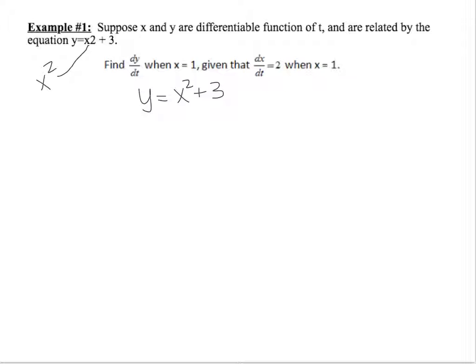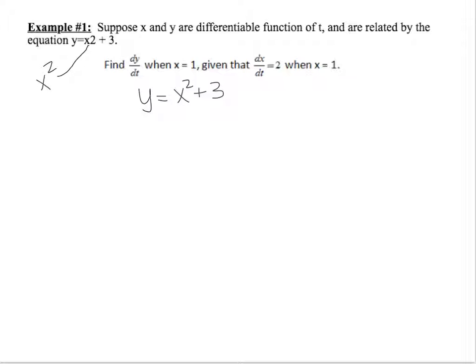To actually do a problem out, they're not really difficult to do, and obviously the ones we start with are the nice easy ones. So for example 1, we're going to suppose that x and y are both differentiable functions of t, meaning that when you take the derivative with respect to t, it's defined. And they are related by the equation y equals x squared plus 3. So your paper should have an x squared on it. Mine, for some reason, doesn't like squaring things.